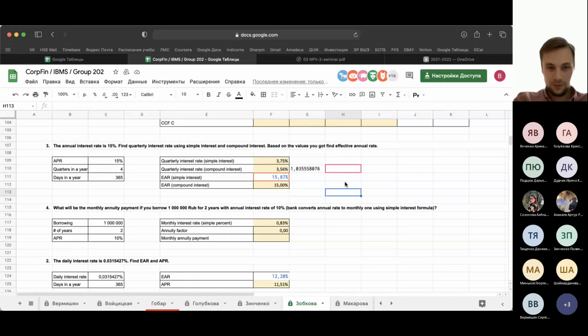Okay, fine. So you can start with the first. The first one is the quarterly interest rate, but we compute it using simple interest. So we simply divide the APR by the number of periods. Then we come to the quarterly interest rate computed by compounding. I've done it in two steps. Firstly, I calculated 1 plus the interest rate to the power of 1 divided by the number of periods. And then I subtracted 1 from it. Is it clear for everybody? Okay, I think it's clear.